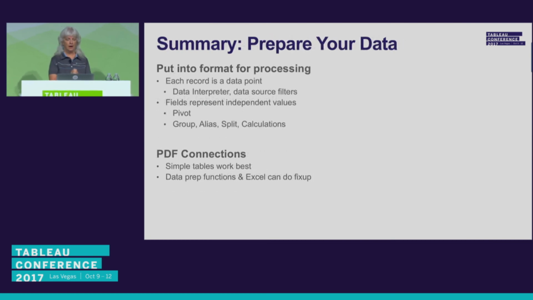So in summary, this talk has covered 2 things. First of all, putting your data into a good format for processing, which means that each record needs to be its own data point, and Data Interpreter can help with that. Fields have to represent independent values, and Pivot helps with that. Also, various calculations and groups and aliases and so forth help with interpreting the data, making it so it's something that you and your viewer of your viz can understand. For PDF connectors, simple tables work pretty well. And if it's not so simple, the regular data prep functions and Excel can help a lot.